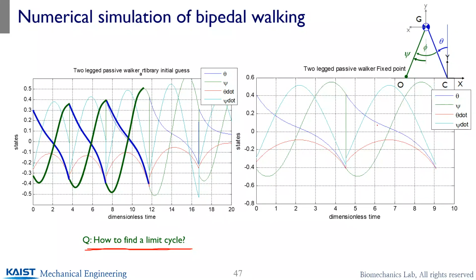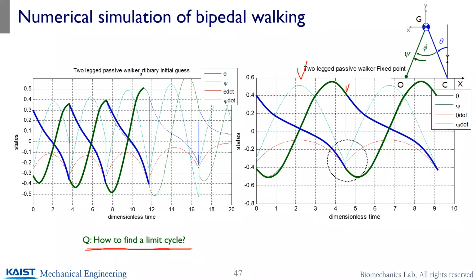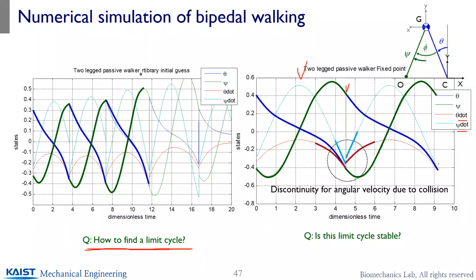Okay, so luckily, I found the limit cycle. As you can see, the swing leg has been switched at the collision to the stance leg, and the stance leg has been switched to the swing leg, and it seems like it's repeating. Note that if you look at the velocity terms, the theta dot, phi dot, and psi dot, and the theta dot, as you can see here, there is a discontinuity. Your angular velocity has been reduced after collision. This is collision loss. Okay, so is this limit cycle stable? You have to check the eigenvalues of the Jacobian numerically.